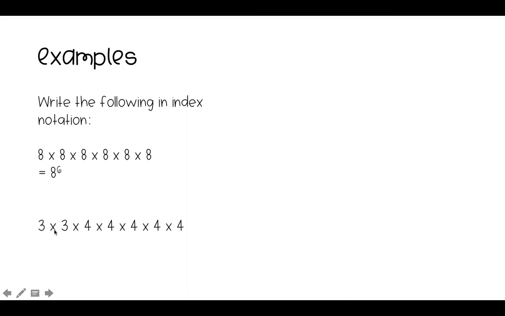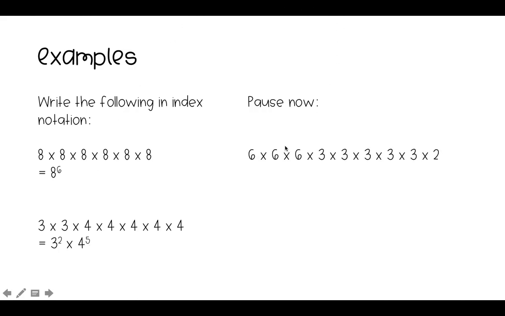Let's do the next one, 3 times 3 times 4 times 4 times 4 times 4 times 4. This one's different because we have 2 different numbers here. That means we have 2 different bases, and the way that we write that is 3 to the power of how many times it occurs, so 3 to the power of 2 times 4 to the power of 5, because 4 occurred 5 times. Okay, I want you to pause it now, and I want you to do this one.